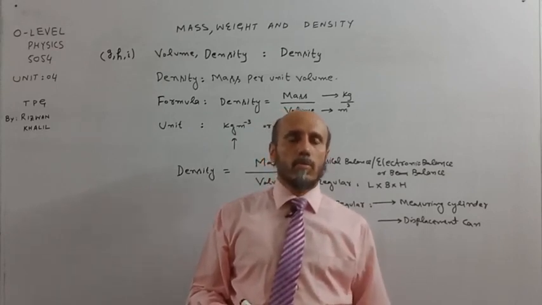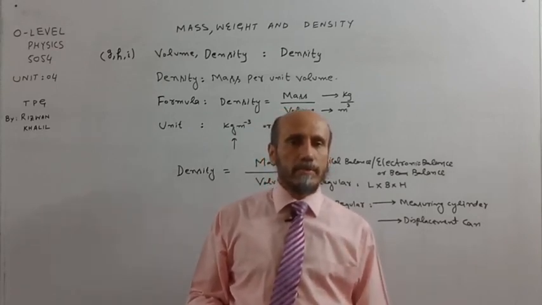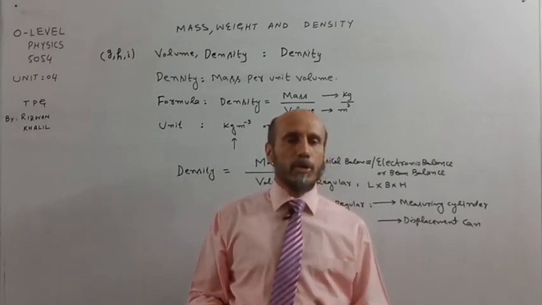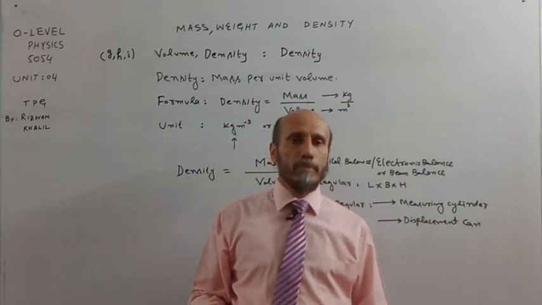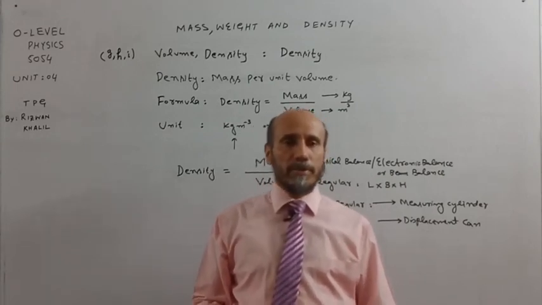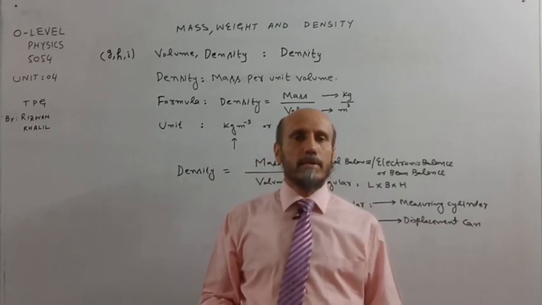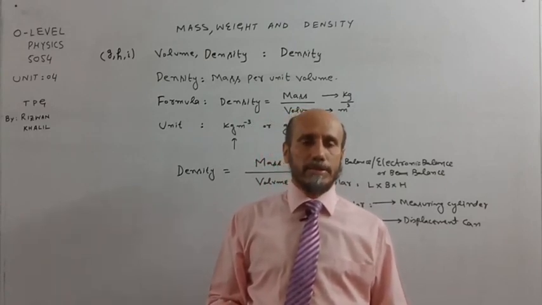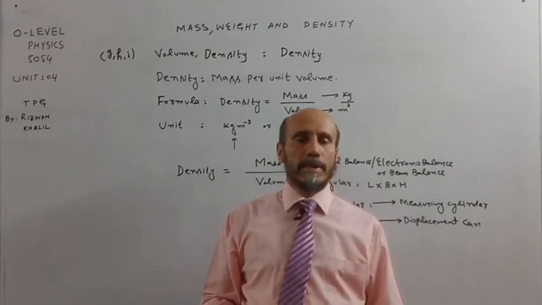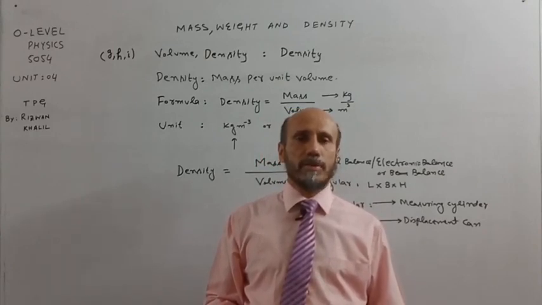So what is the formula of density? Mass over volume. What is its unit? Kilogram per cubic meter or grams per cubic centimeter. Now we will discuss different examples of how we can calculate density, so that it will be easy for all of you to calculate the densities of different bodies.